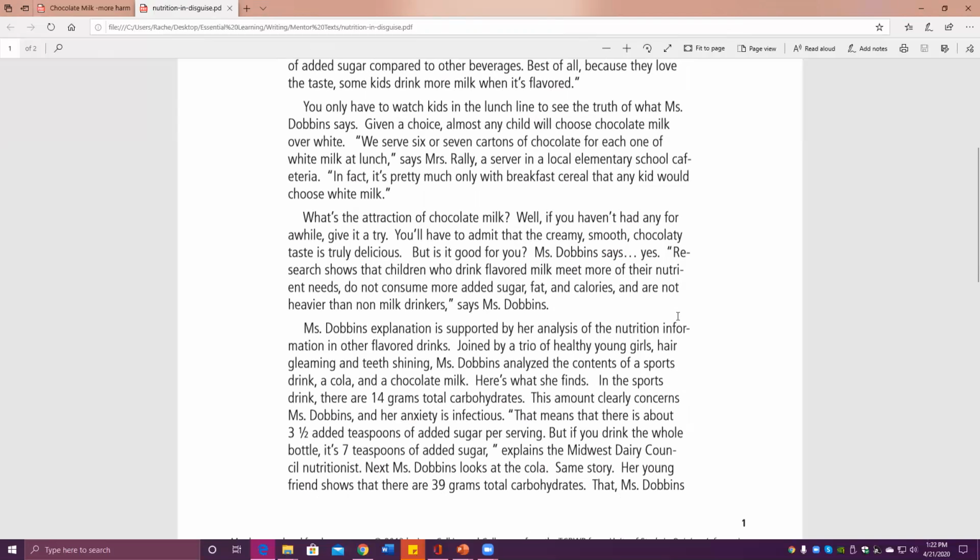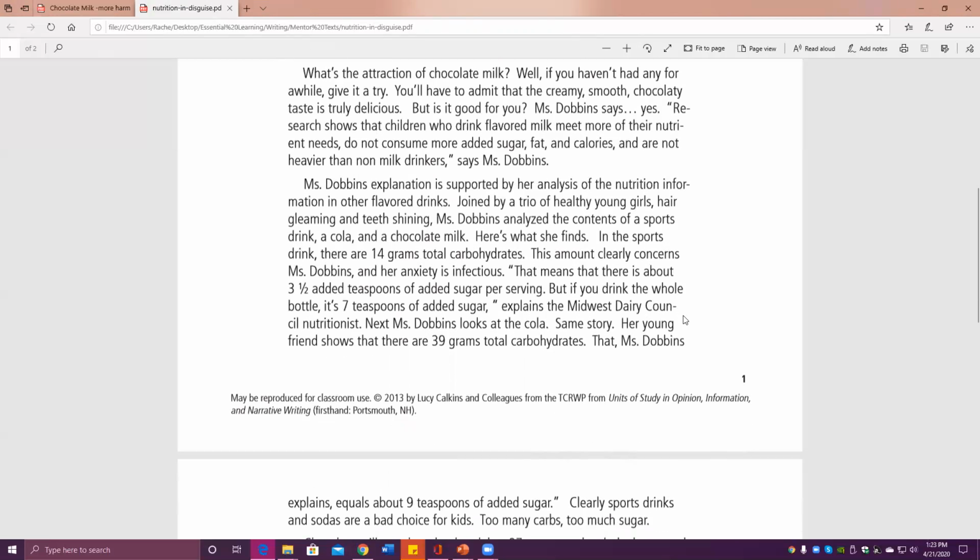But is it good for you? Ms. Dobbins says yes. "Research shows that children who drink flavored milk meet more of their nutrient needs, do not consume more added sugar, fat, and calories, and are not heavier than non-milk drinkers," says Ms. Dobbins. Ms. Dobbins' explanation is supported by her analysis of the nutrition information in other flavored drinks.